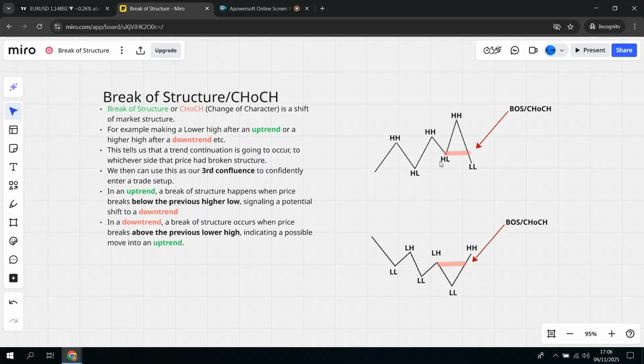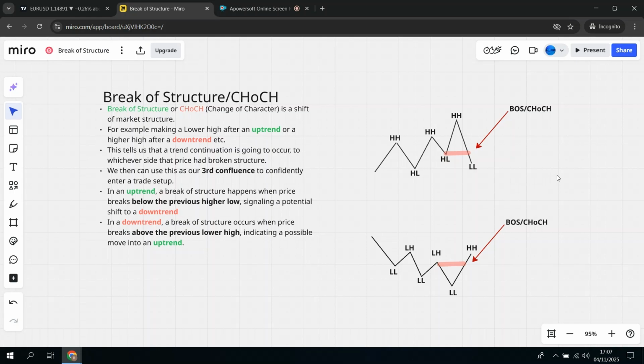So pretty much, if we break structure to the downside, I'm going to be looking for a fair value gap after that to get tapped in to continue down. Same as if we broke to the upside, I'm going to wait for a fair value gap to get filled to 50% to carry on upwards. Now, we can then use this as our confluence to confidently enter a trade setup.